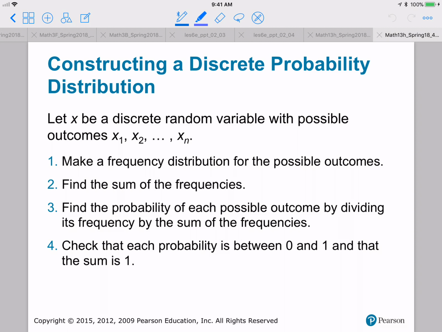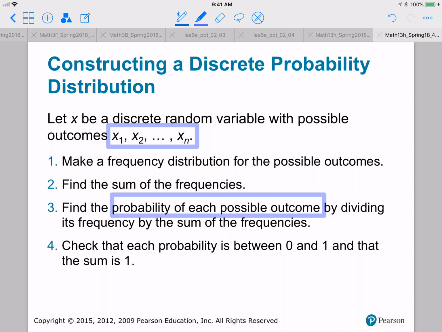Okay. So let's talk about how to construct a discrete probability distribution. The first thing is you have to figure out what are the outcomes that you're going to keep track of, right? So these are going to be the numbers that go down your left-hand column. Next, you make a frequency distribution for the possible outcomes. How frequently does each outcome occur? Then you find the sum of all the frequencies, and from there you're able to find the probability of each outcome. So I would say the next one is find the probability of each possible outcome.